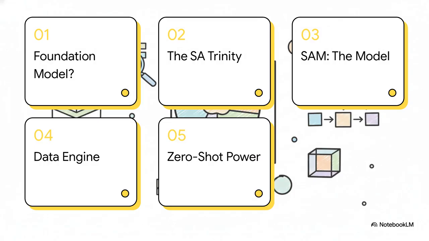Okay, so here's how we're going to break this down. First, we'll talk about this whole idea of a foundation model for vision. Then we'll get into what they call the Segment Anything trinity. It's the core of their solution. After that, we'll look at the model itself, SAM. Then, the really wild part, the billion mask data engine. And finally, we'll wrap up with its zero-shot power and what this all means for the field.